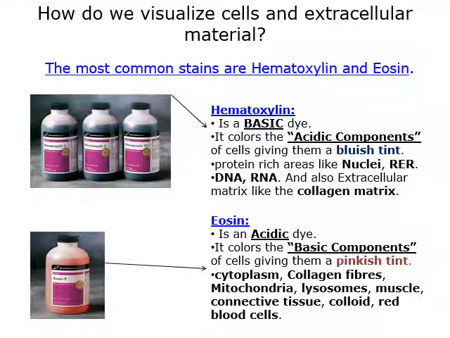Eosin is a pinkish red molecule that is negatively charged. It binds to basic molecules such as the arginine and lysine residues on proteins. This tends to give the cytoplasm a lighter red, orange, or pink color. So let's look at an H&E or hematoxylin and eosin stained section of rat liver.